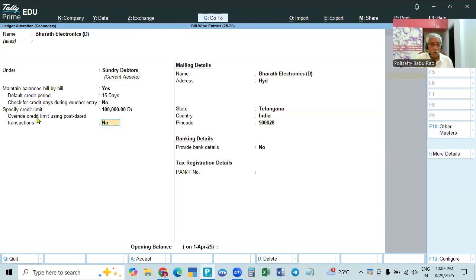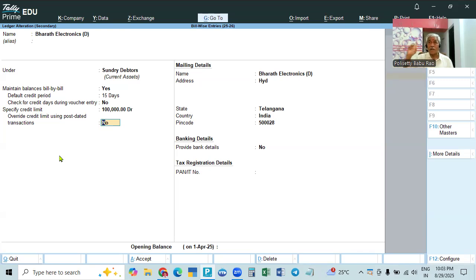And there is the option to override the credit limit using post-dated transactions. For example, if a debtor's current bill is exceeding the credit limit, but for the old bills he gave a post-dated check, that means it will be deposited after some time. If such post-dated transactions are made, can you override this limit? Actually, you can override this limit. We will override the limits, give more credit, give more bills, and enter them.